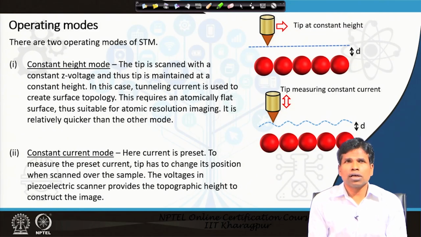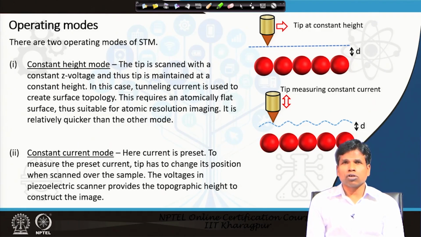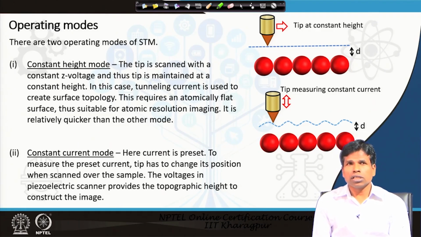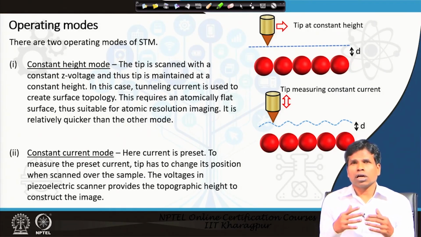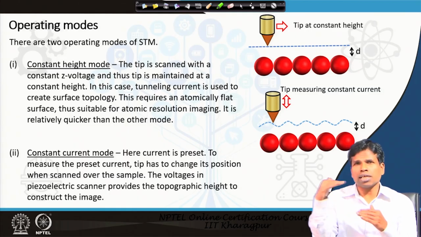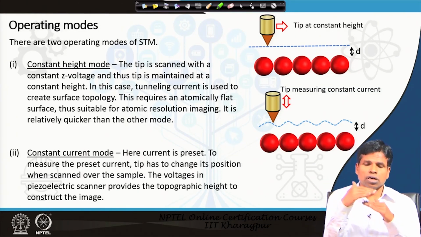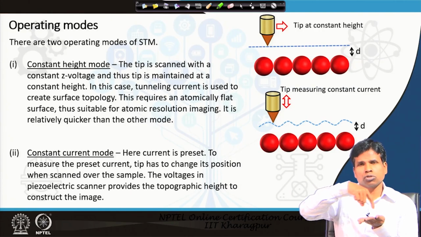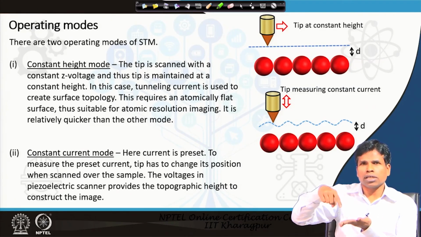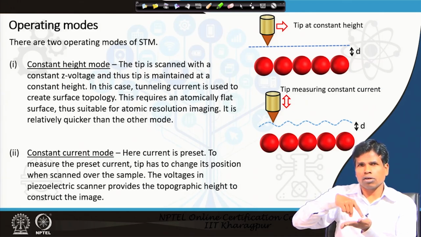So, as far as operating modes are concerned, we have two modes which are widely used in the scanning tunneling microscope. One is constant height mode and another is constant current mode. In the constant height mode, the tip is at the same height above the sample. The sample is there, we have a tip. It is a scanning microscope, so the tip has to scan, and normally it scans from left to right, comes back, again left to right, again comes back. It will scan like this in a raster manner.